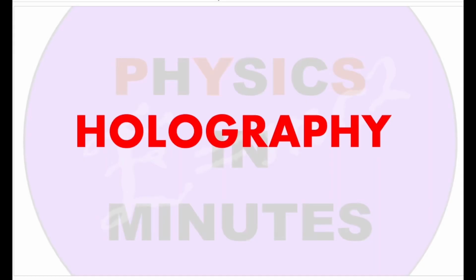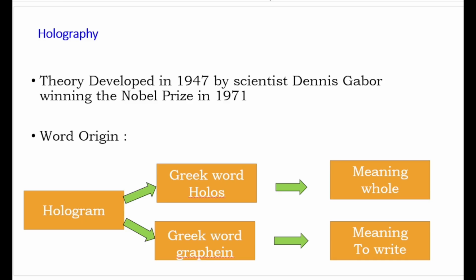Hello everyone, in this video we are going to discuss holography. As you all know, in photography we get a two-dimensional image of a three-dimensional object, but in holography we get a three-dimensional image of a three-dimensional object. Now holography is a two-step lensless imaging process.